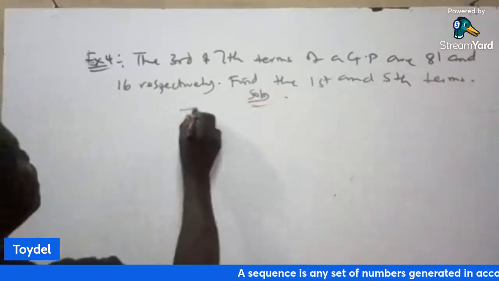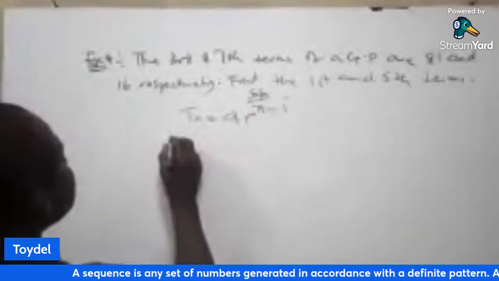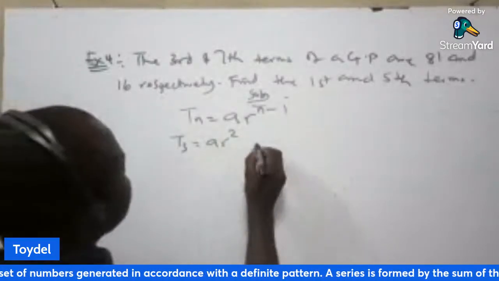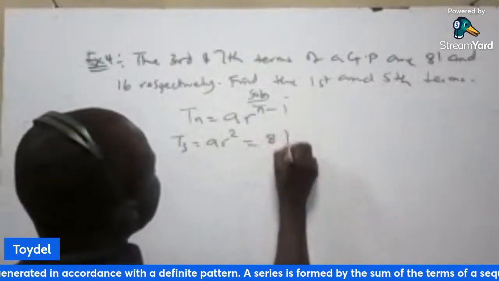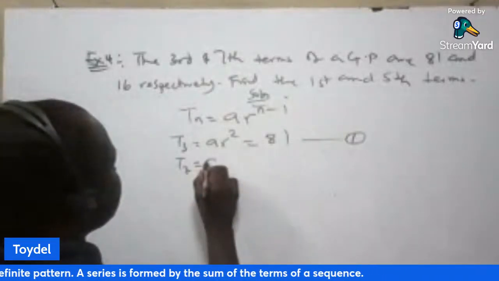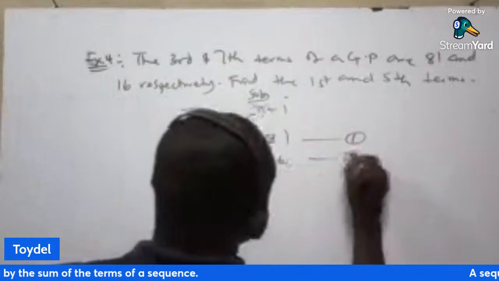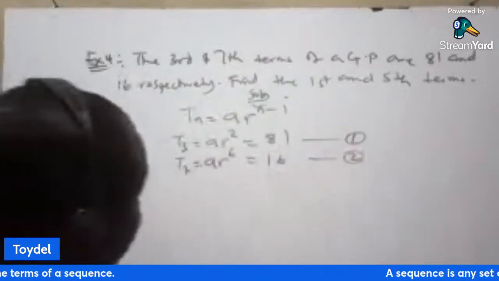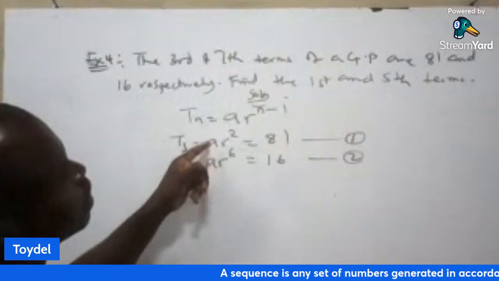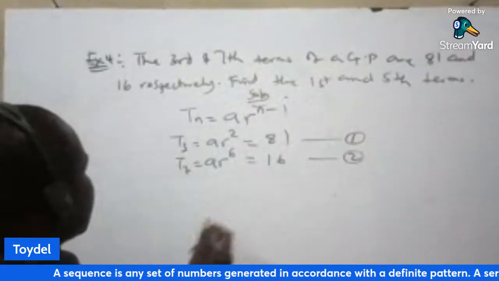In this case, Tn, which is the nth term, is given as ar raised to n minus 1. So the third, T3, will be ar raised to 2, which is given as 81, equation 1. While the seventh, T7, will be equal to ar raised to 6, which is given as 16, equation 2. The question says we should find the first and the fifth term. Of course, if we are able to find a, that's the first, then we find the fifth term. There are two equations. What can we do here?